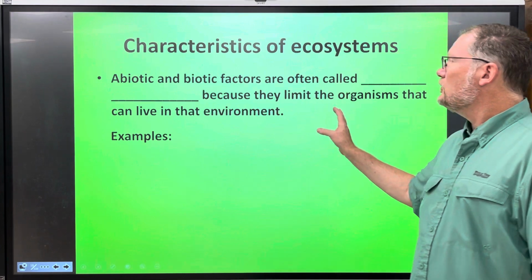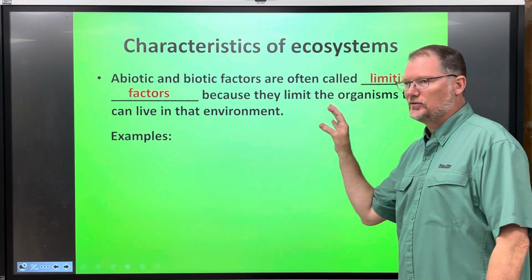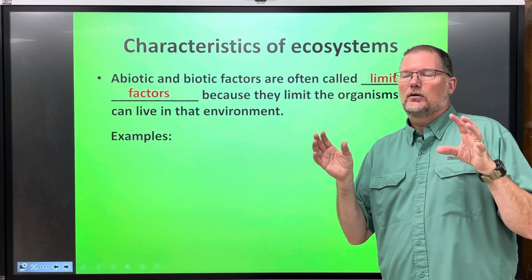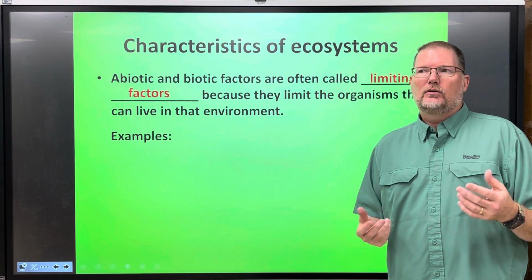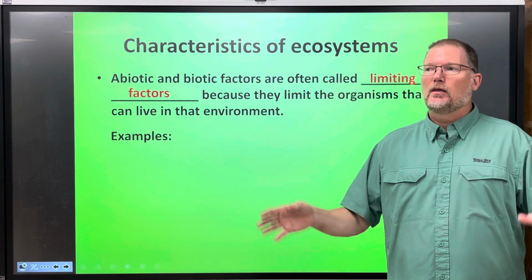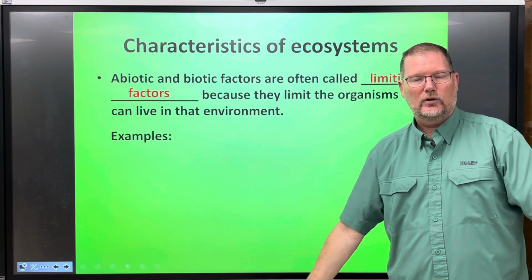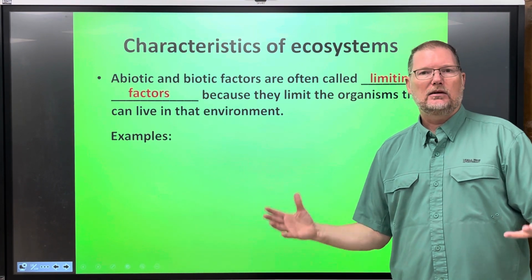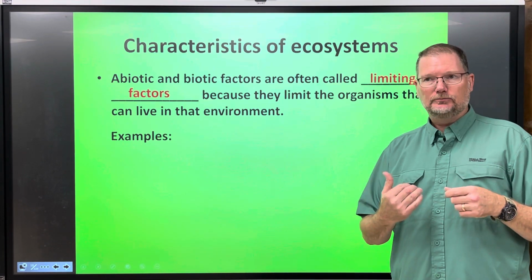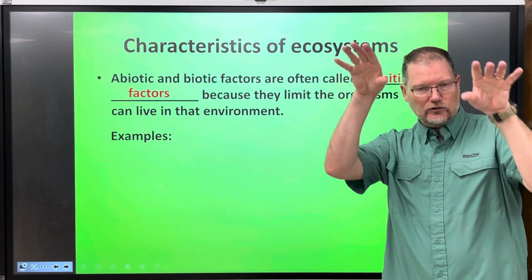Okay, so these factors, these abiotic and biotic factors, are often called limiting factors because they limit the organisms that can live in the environment. So if I only have so much light, only so many plants can grow. That's why if you go into a deep forest, jungle type of situation, and you get below the canopy, down at the very bottom, there might not be too many plants growing because they can't get light. So light would be a limiting factor to the kinds of plants that could grow underneath the canopy.